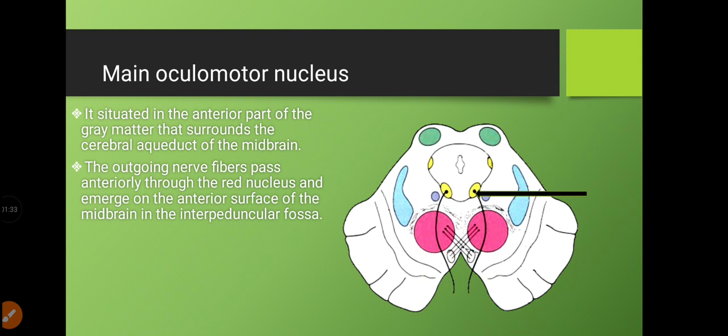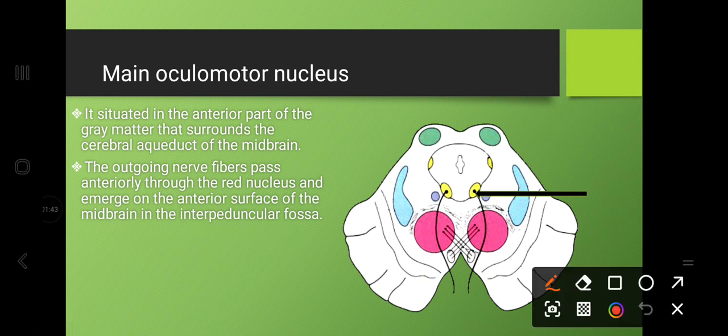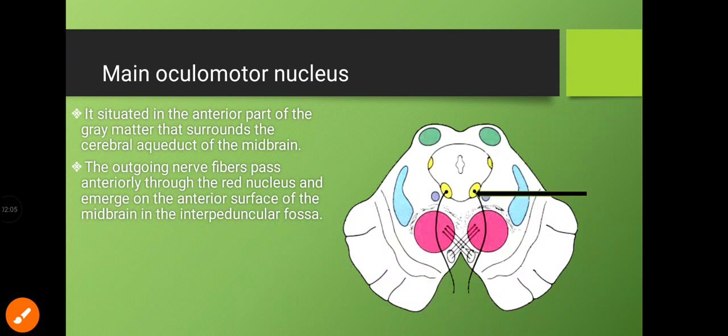The main oculomotor nucleus is located in the midbrain. Where in the midbrain? At the level of superior colliculus, in the gray matter which surrounds the cerebral aqueduct. This is the location of the oculomotor nucleus.